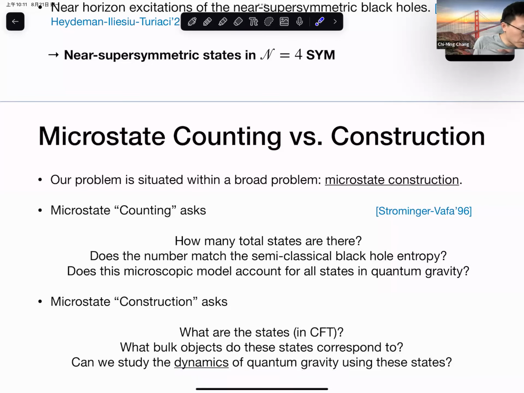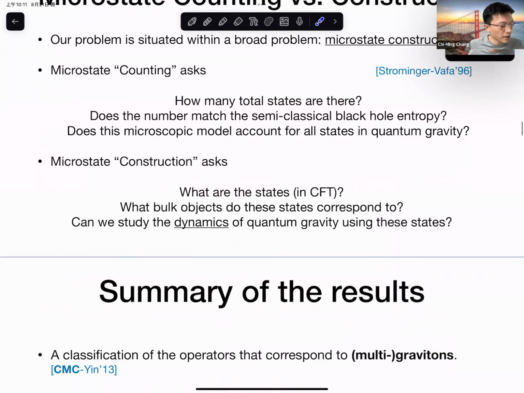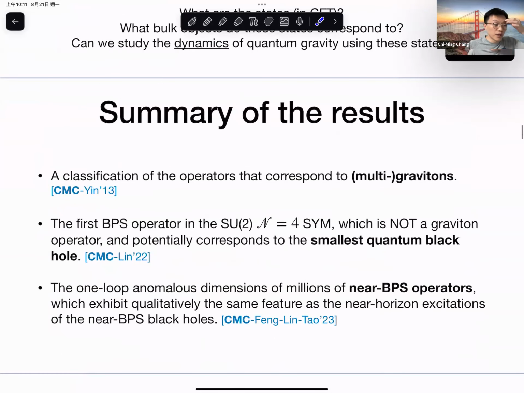So in this talk, I will mainly try to focus on the first two questions. I will not give a complete answer for these two questions, but I will give some results that we have towards answering these two questions. Okay, so let me give a short summary of the results.